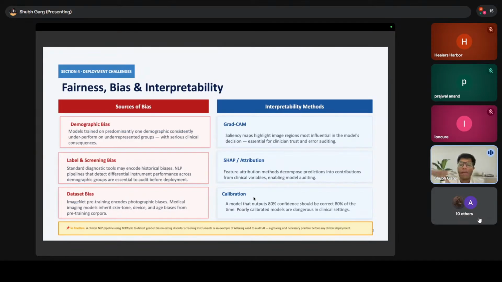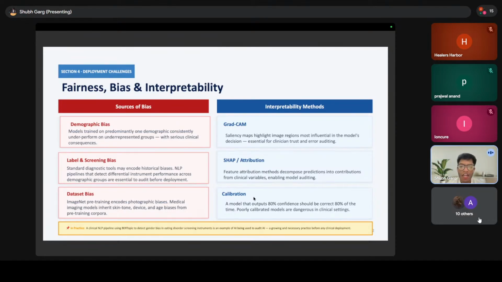Like, it's not just a technical problem; it's an ethical one. So it's a demographic bias. When training data is not representative, if a majority of your training images come from patients of a particular ethnicity, then the model will perform worse on the underrepresented group. This isn't a theoretical problem, it's a documented problem.